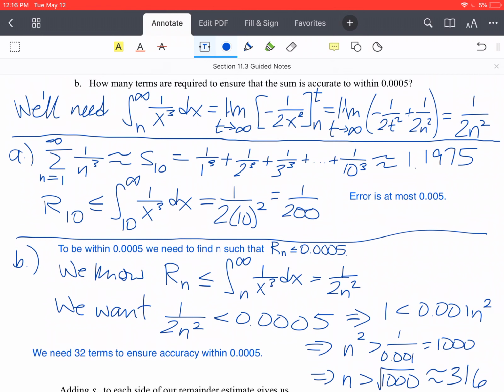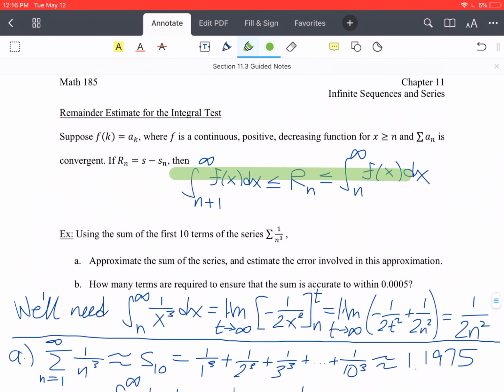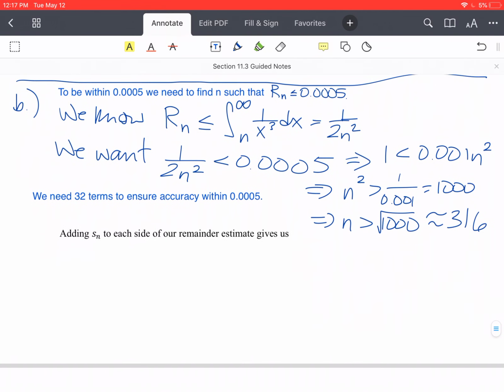Now, going based off of this, let me just go back up to the top here. Going based off of this relationship, the fact that the remainder is between those two integrals, if we just go ahead and add the partial sum to all sides of that inequality, it's going to give us the actual value of the sum in the middle.